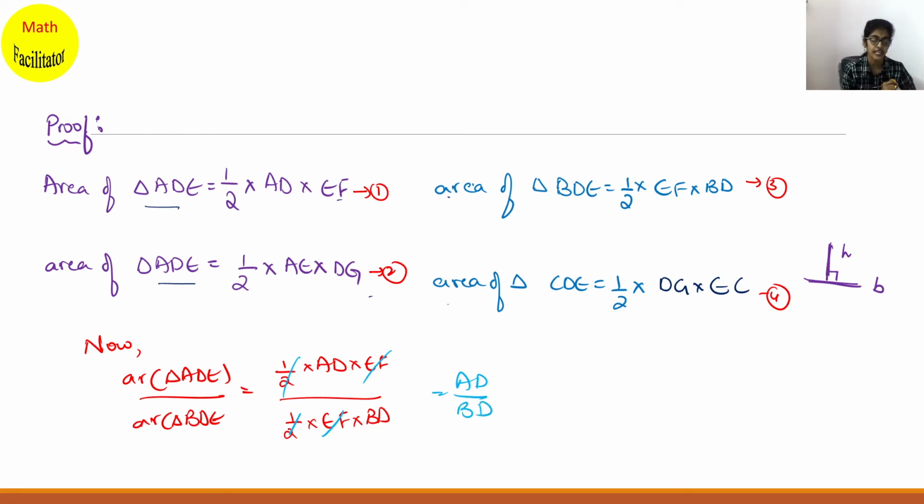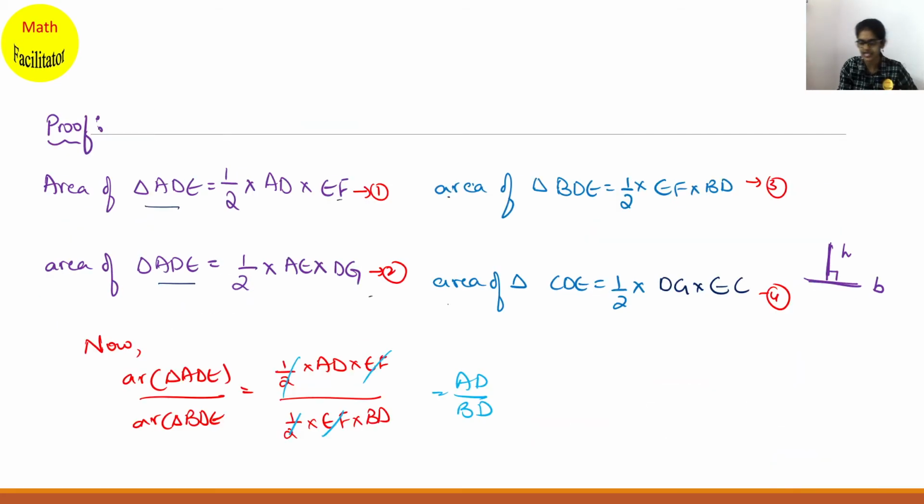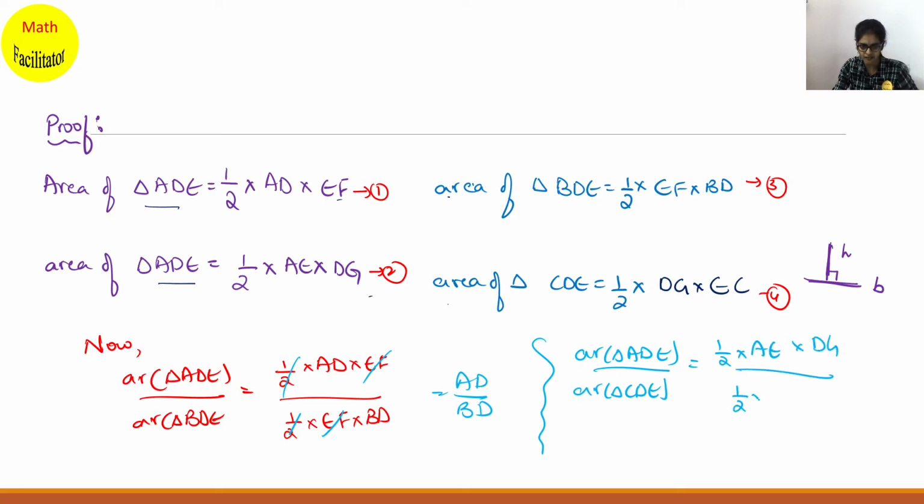Now you might also get a doubt. Why did you take the ratio, ma'am? Because here we have to prove the ratios, isn't it? So we are taking the ratios of the triangles. Now also let us take these two triangles, 2 and 4. So area of triangle ADE upon area of triangle CDE. It is nothing but half AE into DG divided by half DG into EC.